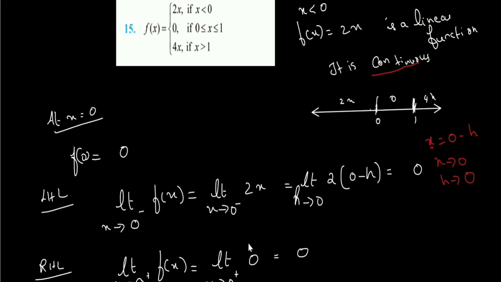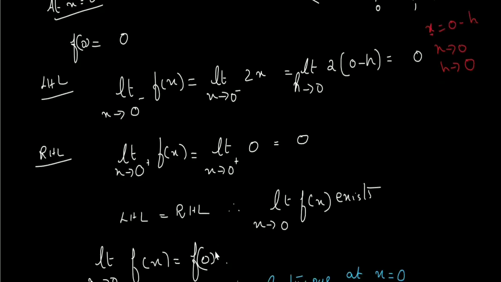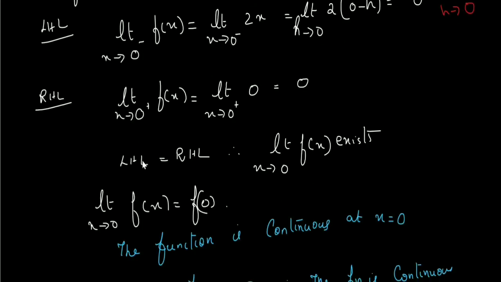Now the right limit, we have to see right of 0. Right side of 0, the value is a constant 0. So the right side is 0. Left limit equal to right limit, that the limit exists, is not enough. We have to check whether the limit value is equal to the value of the function. Yes, the limit value is also equal to the function value. Therefore, the function is continuous at x is equal to 0.